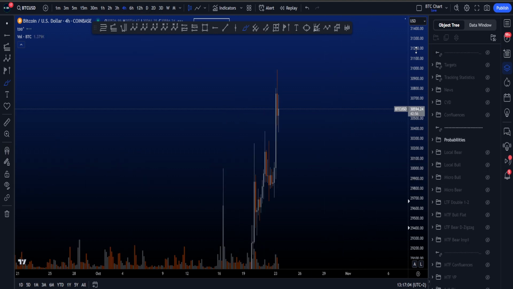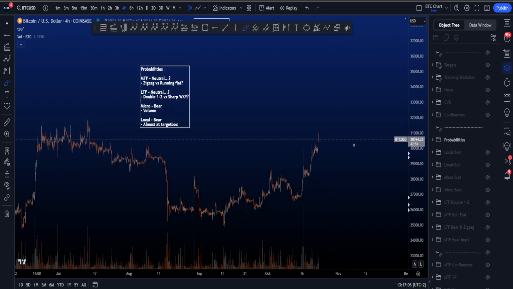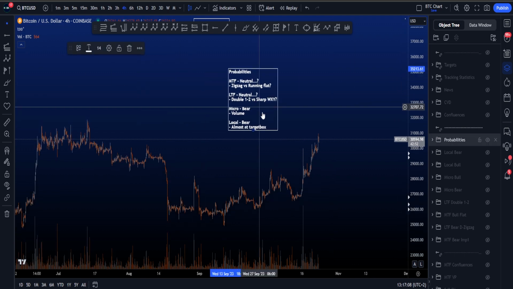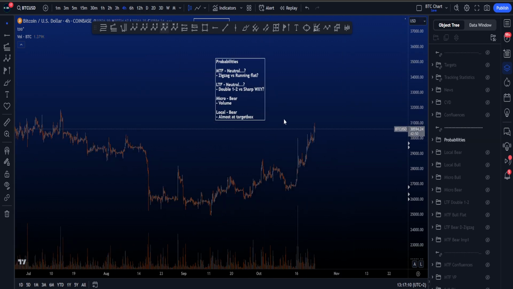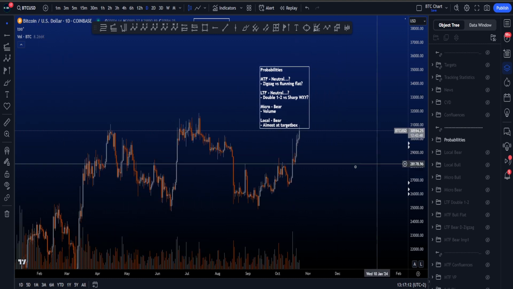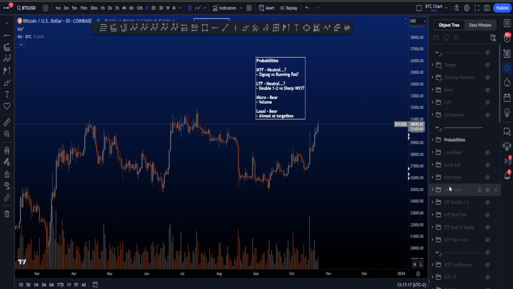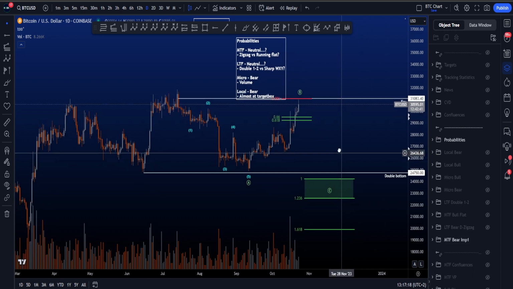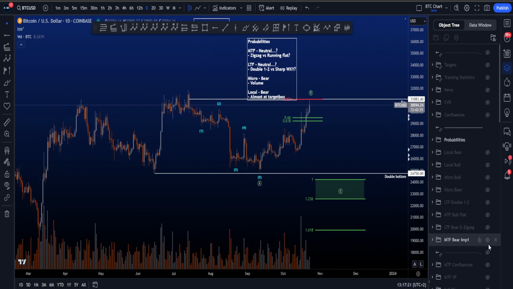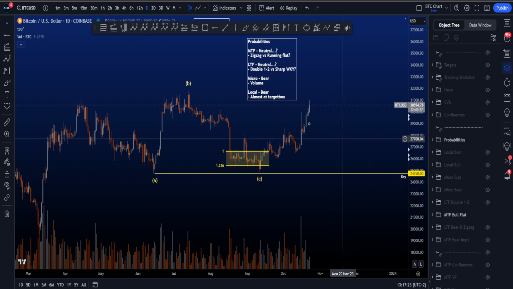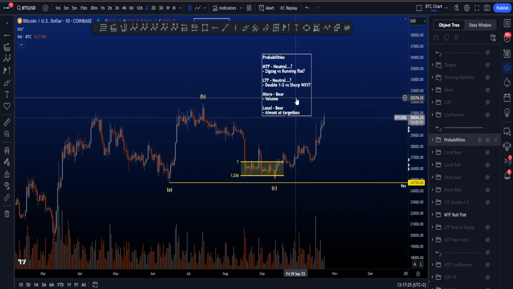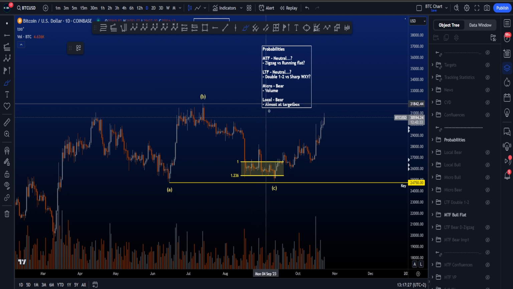If we then look at the probabilities of the different scenarios, then on the medium time frame, I have neutral question mark, because you're basically having a zigzag versus a running flat. And if we look at a corrective zigzag structure over here, and we compare it against a running flat, then from an Elliott Wave point of view, a zigzag will always have higher probabilities than a running flat, because a running flat is so incredibly rare.